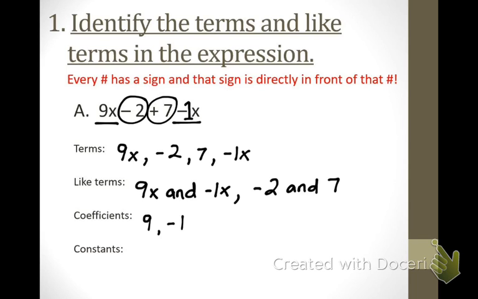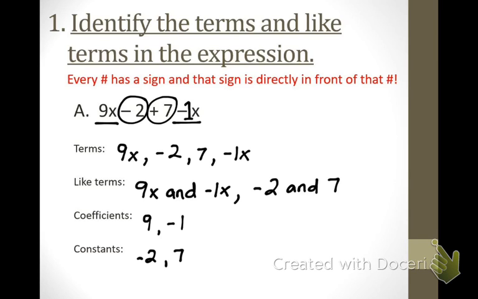Let's move on to the next one. Brody, what is a constant? You can look at your definition if you don't remember. A number that stands alone. Did we have any constants or any numbers that stood alone in our original problem, class? Yes. What are my constants? Negative 2 and positive 7.